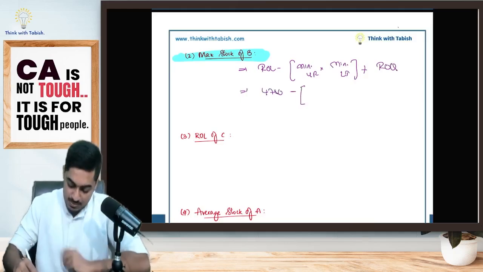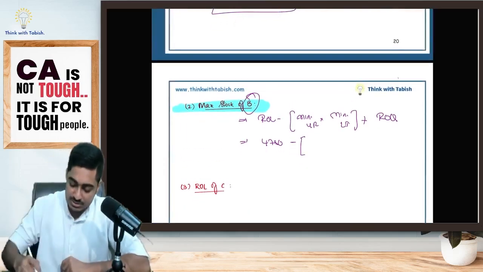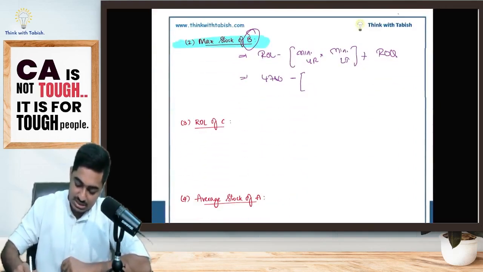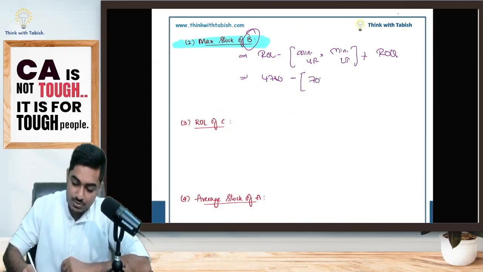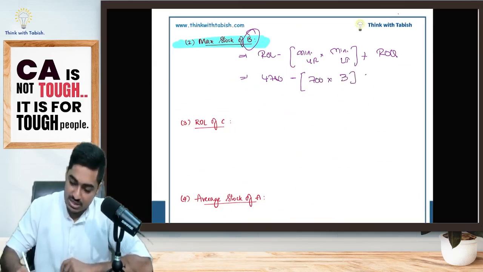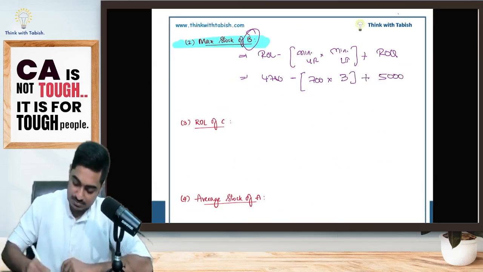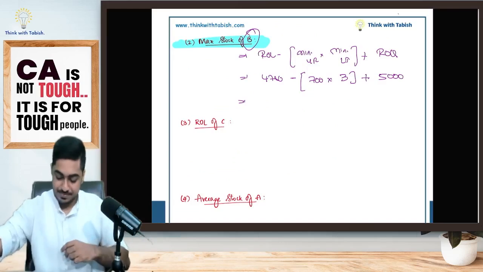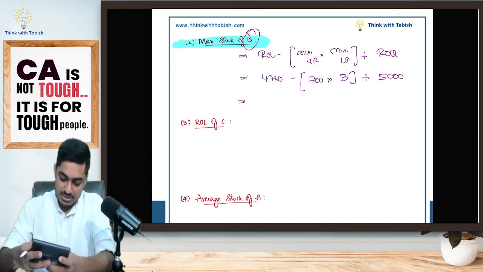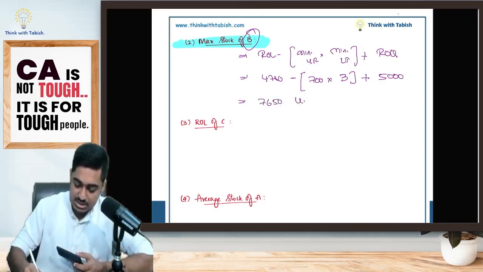Minus bare minimum. For B. Keep it clear which raw material you are doing. Don't commit a mistake there. For B, minimum usage rate. It is 700 units for 1 week I'll be using. Into bare minimum, how much time at least will it take for B? 3 weeks. Plus the reorder quantity. Fresh, how much quantity? 5000. So that means it will be 4050 plus 5000 minus 2100. Is it 7650 units? Yes or no, everyone?